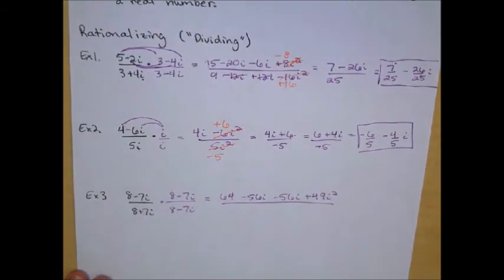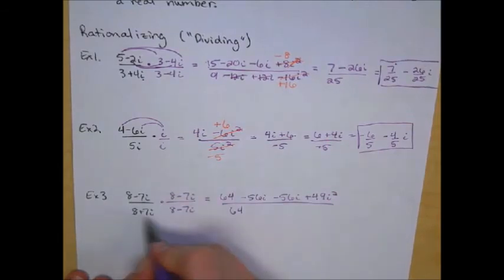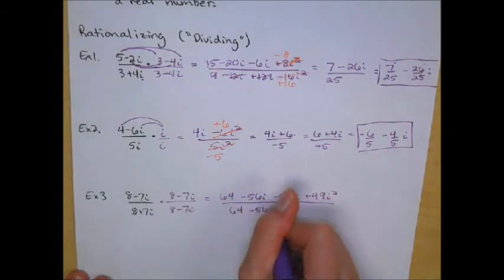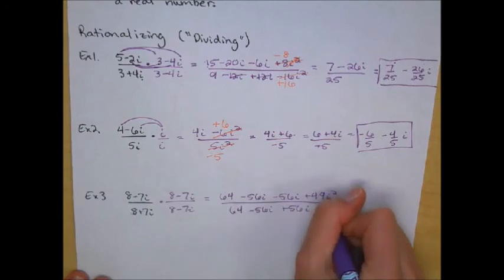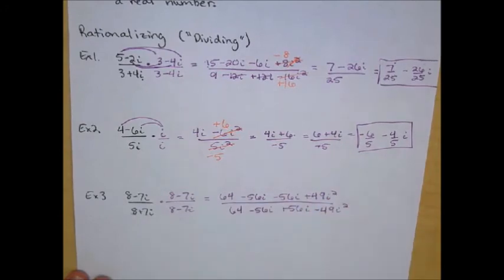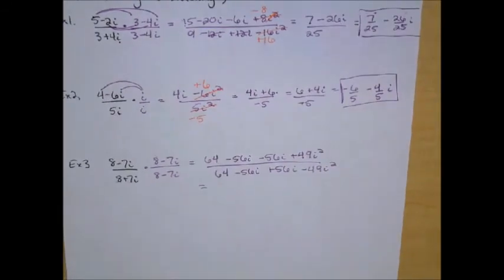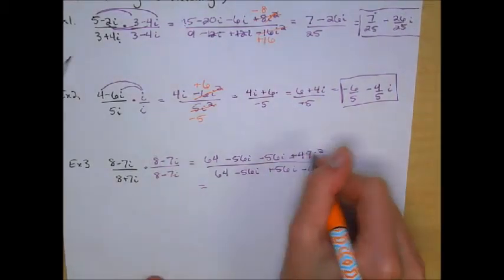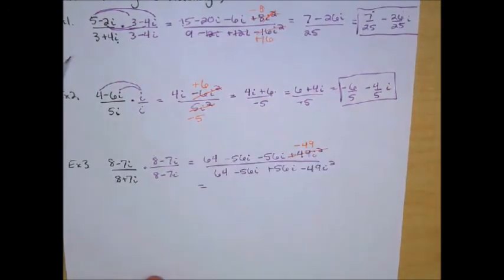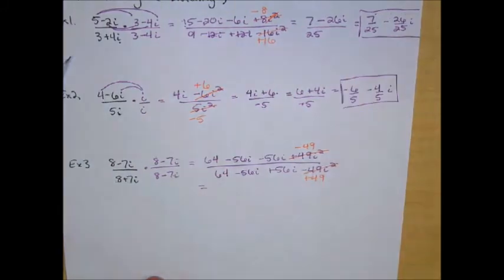All over 64 minus 56i plus 56i minus 49i squared. I know we have a lot going on here. This +49i squared makes this a -49. -49i squared makes this a +49.